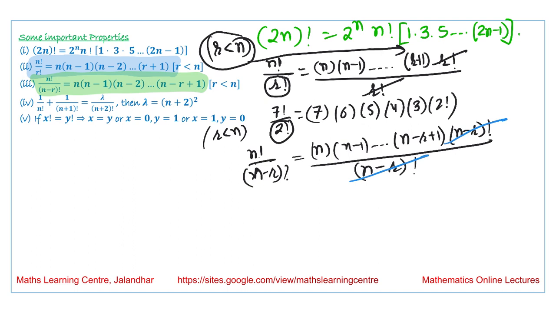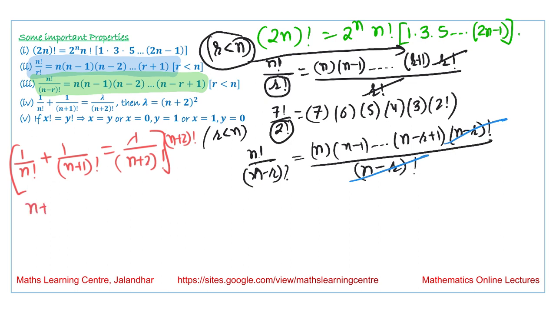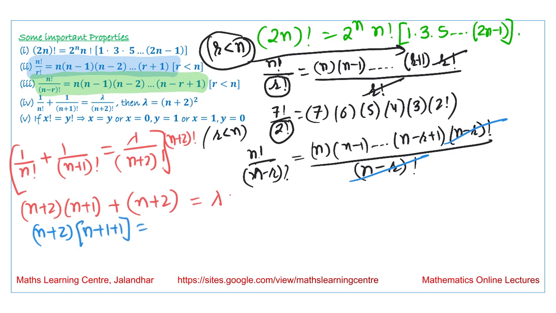Next is 1 over n factorial plus 1 over n plus 1 factorial, which is equal to lambda over n plus 2 factorial. We have to calculate the value of lambda. We multiply both sides of this equation by n plus 2 factorial. So we obtain n plus 2 into n plus 1 plus n plus 2, which is equal to lambda. If we take n plus 2 common, we are left with n plus 1 plus 1, which is equal to lambda. So n plus 2 square is equal to lambda. So lambda is equal to n plus 2 square.